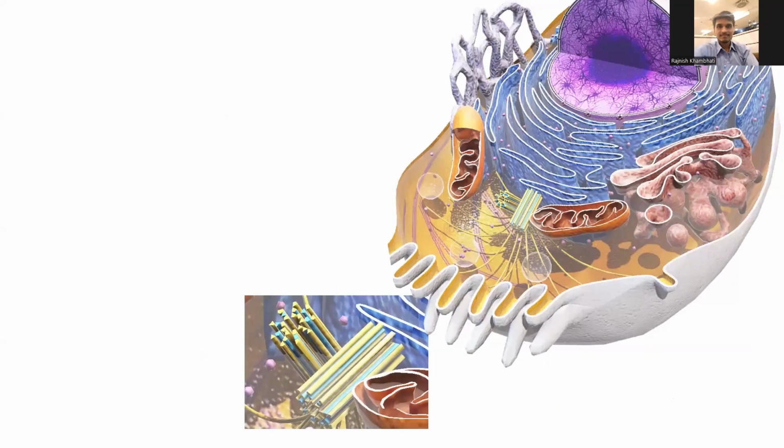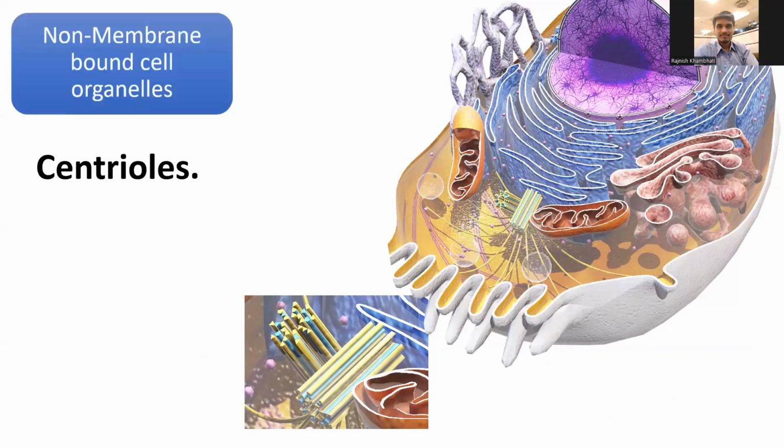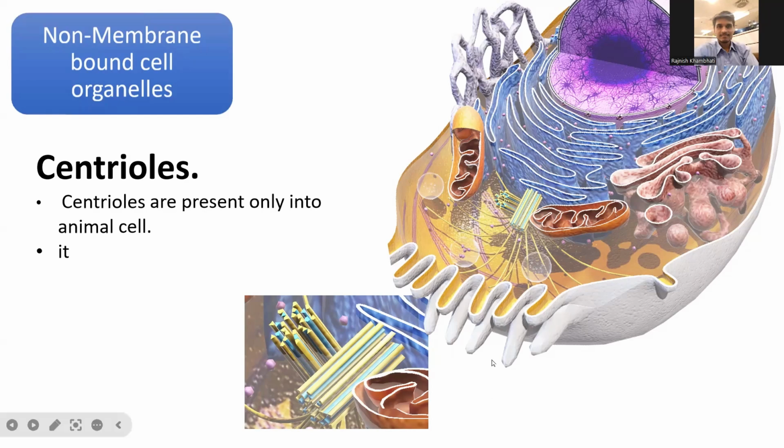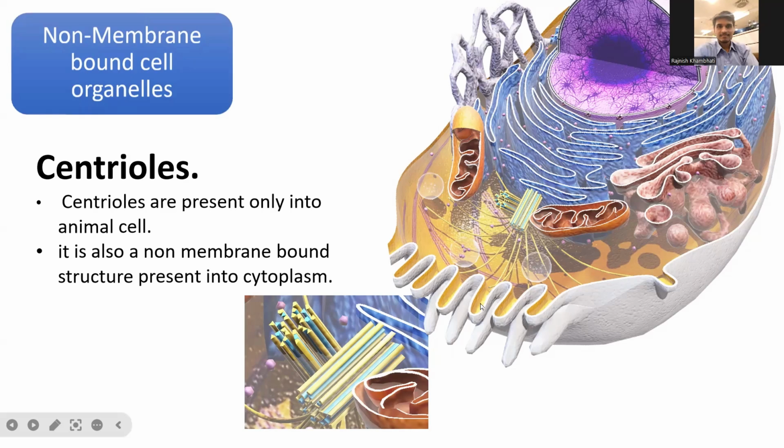The next structure is again a non-membrane bound cell organelle. The name is centriole. You can see the diagram of centriole here. It looks like a cartwheel structure. You can also see something coming out, a fiber-like structure from the centriole. And you can see the centrioles are perpendicular to each other. They are two in number and perpendicular to each other.